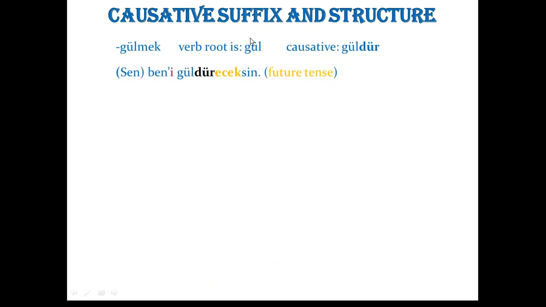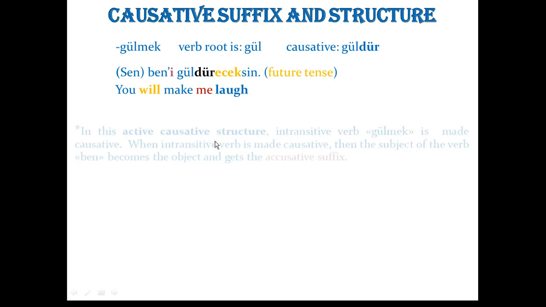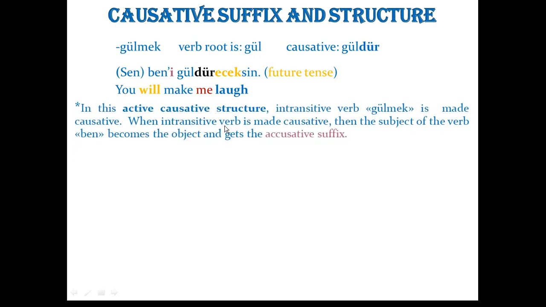Gülmek, the verb root is gül. Depending on the last vowel ü, here güldür is the causative verb. Sen beni güldüreceksin, in the future sense. You will make me laugh. In this active causative structure, the intransitive verb gülmek is made causative. When an intransitive verb is made causative, the subject of the verb, ben, becomes the object and gets the accusative suffix, as seen here.